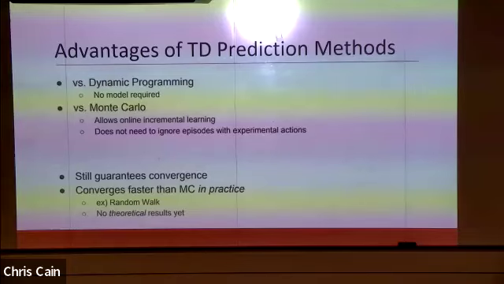Just like these others, still guarantees convergence, and in general, this will converge faster than Monte Carlo in practice. Theoretically, we get no guarantees that this converges faster, but over decades, we have found that temporal difference does in fact terminate faster than Monte Carlo. More of a constant factor, but it's a nice constant factor.